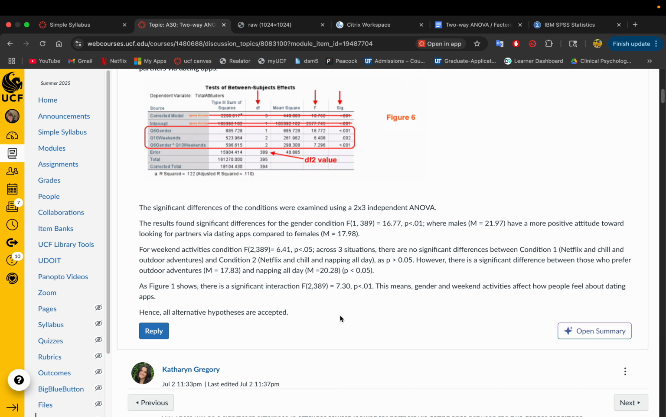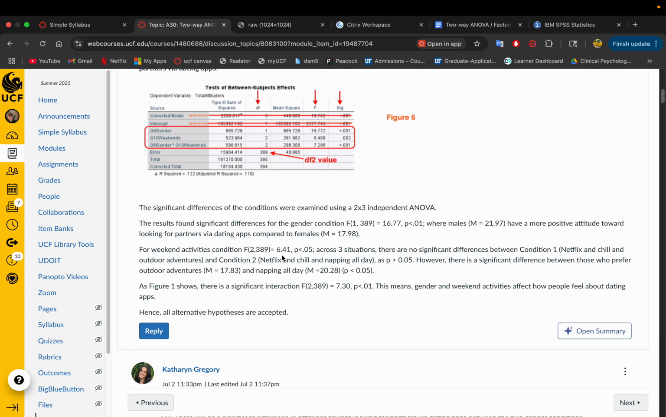The results found significant differences for the gender condition. Here's F, and then 1 is for the gender condition; that's the degrees of freedom 1. And then 389 is the error, and the F value is 16.77. And it is significant, we can see here. And males, here's the average, have more positive attitudes towards looking for partners via dating apps.